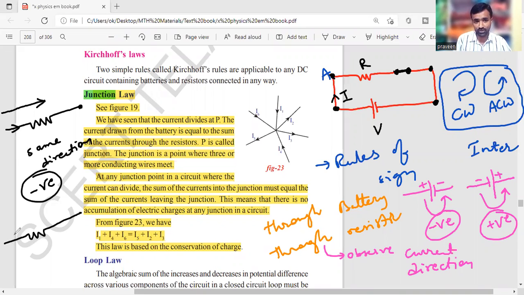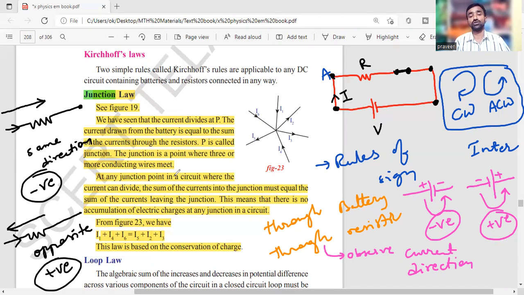If they are in the same direction, the symbol assigned is negative. If your direction is opposite to the direction of current, both are opposites, so opposite directions will give you a positive sign. So these are the rules of sign convention.